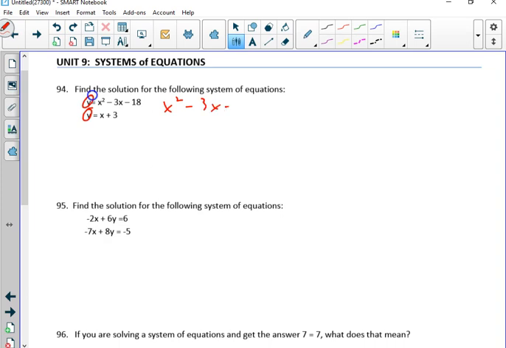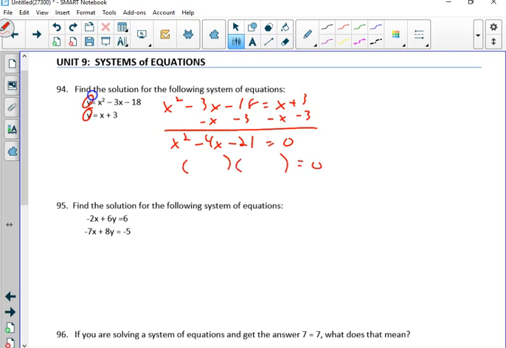X squared minus 3x minus 18 equals x plus 3. Now I'm just going to minus x and minus 3 from both sides, which is going to give me x squared minus 4x minus 21. And now I'm just looking for two numbers that multiply to give you 21 that differ by 4. That's going to be 7 and 3. But I want more negatives. That's negative 7 and positive 3. Which makes my solution 7 and negative 3.